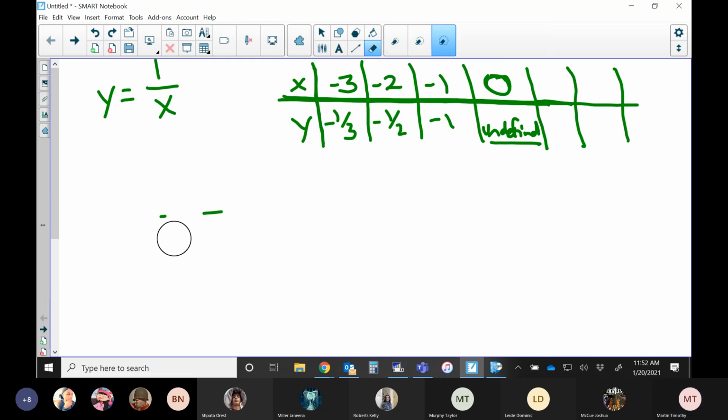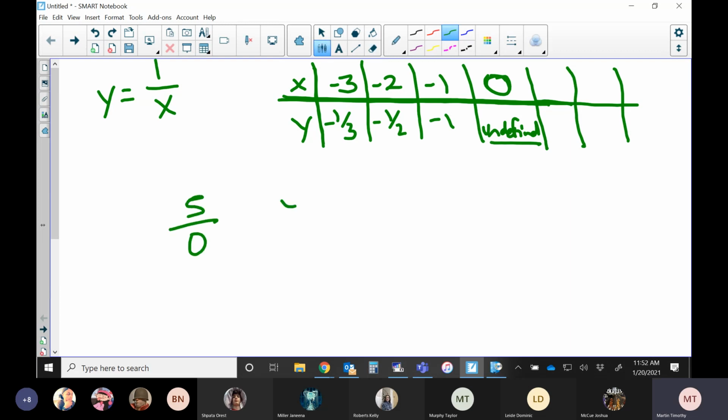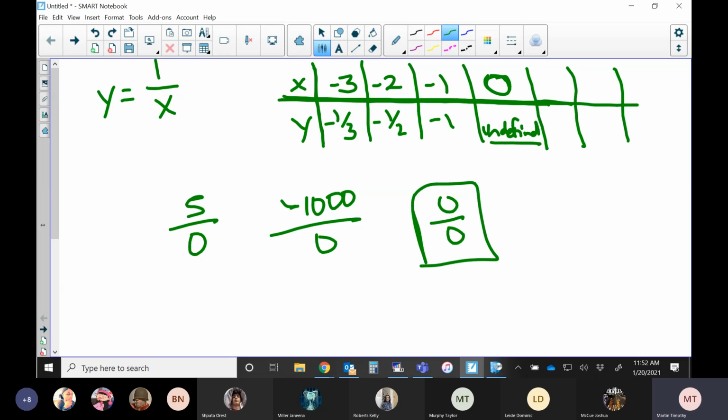Now, it doesn't matter if it's 5 over 0, it's undefined. If it's negative 1,000 over 0, it's undefined. The only time that is not undefined is when you have 0 over 0, and that is called an indeterminate form. In fact, people are still studying this form today. There's 6 of them that they are still looking at and trying to understand more.